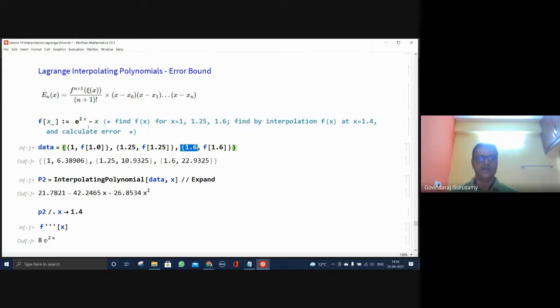Now the error part is f of n plus 1, xi of x, which means a bound value within this range. That's going to be your xi, within which x is lying. And this is divided by n plus 1 factorial, times x minus x0, x minus x1, up to x minus xn. This depends on the number of data points that you are going to have, which decides the value.